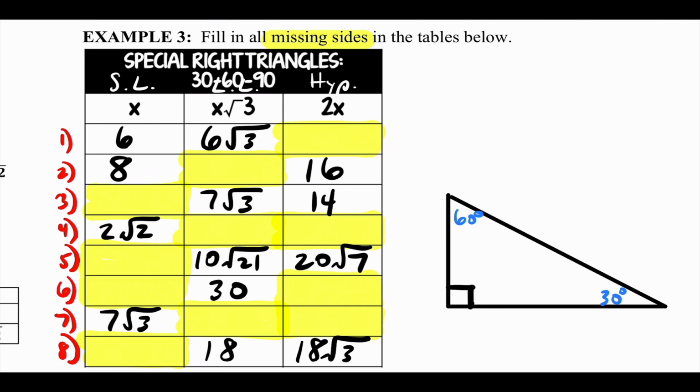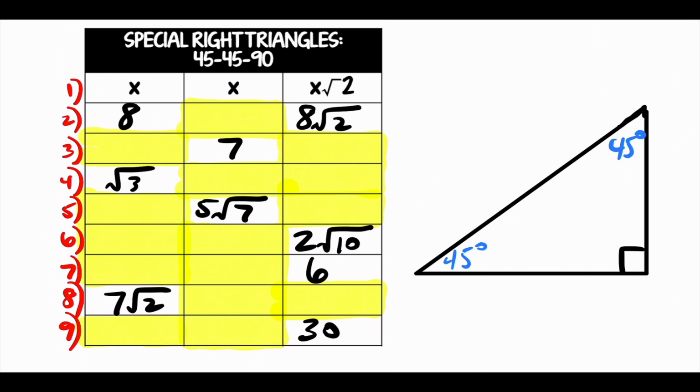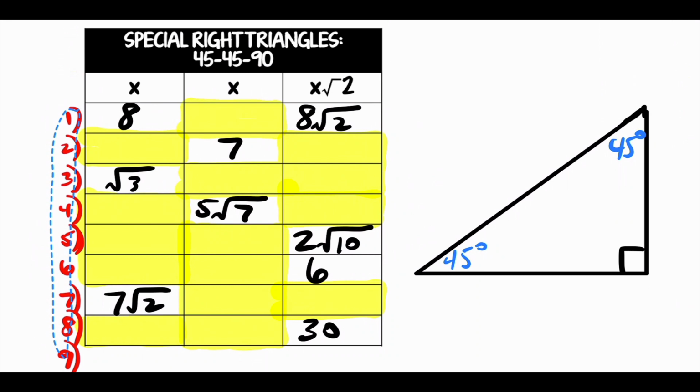So let me give you the second box now. The second box is for 45, 45, 90. So find those. I labeled it wrong again. They're supposed to be 8. Okay, so what you're going to do is find the missing parts. We can do one together. So take a look at them.